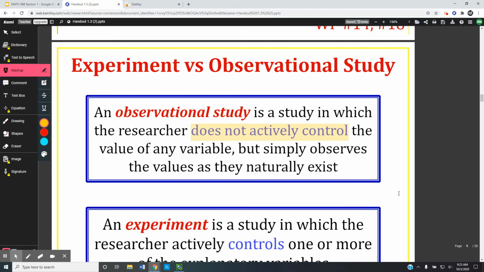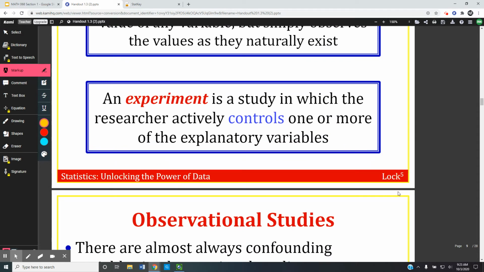So if I were to sit there and record some kind of data, how many times a person is walking by me on their cell phone, how many times I'm in a restaurant and two people are staring at their cell phone instead of talking to each other at dinner. If I were to observe these things as they naturally exist, I am in an observational study. If I'm in an experimental study, I'm actively controlling something. So now I am in charge of a laboratory style setting in which I can make something happen.